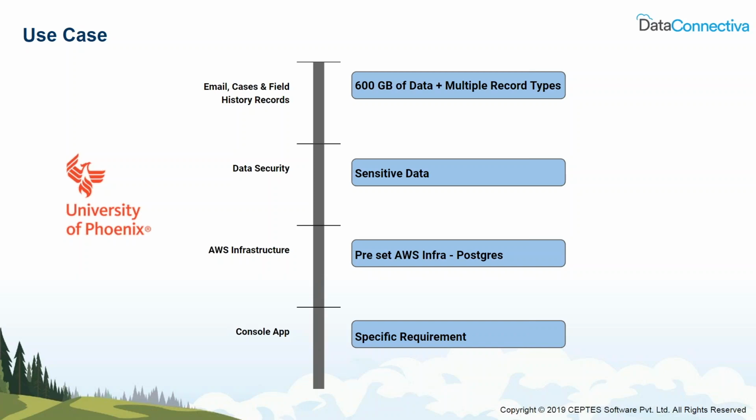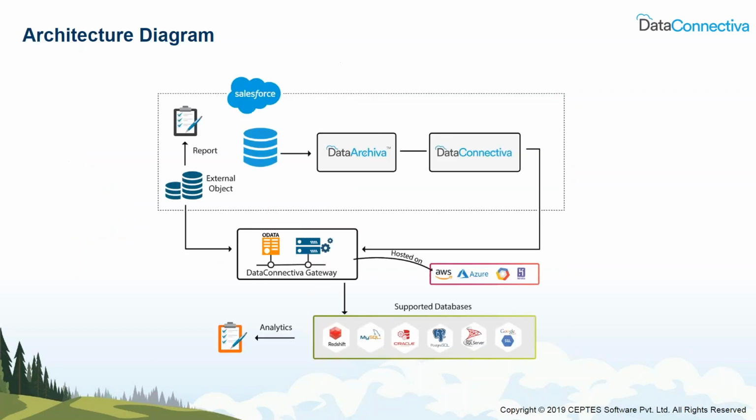For all these business problems, we suggested Data Connectiva, which helped them move their archivable data to external storage on AWS, which also considered the requirement of archived data security. Data Connectiva also helped them to view their archived records using the console app. Now, to understand how Data Connectiva works and helps the business, we need to understand its architecture. Mr. Nandakumar will now walk you through the architecture of Data Connectiva.